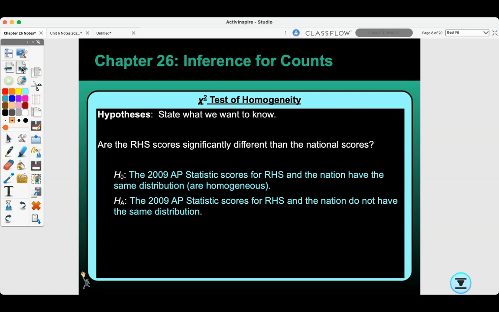Our hypotheses. We need to state what we want to know. So we want to know, are RHS scores significantly different than the national scores? So our null hypothesis would be the 2009 AP statistics scores for RHS and the nation have the same distribution. Our alternative hypothesis, our 2009 AP statistics scores for RHS and the nation do not have the same distribution.